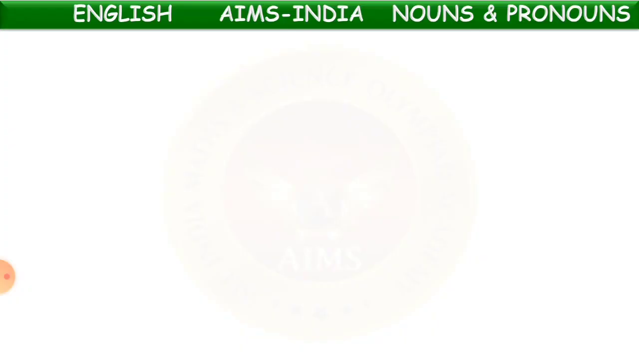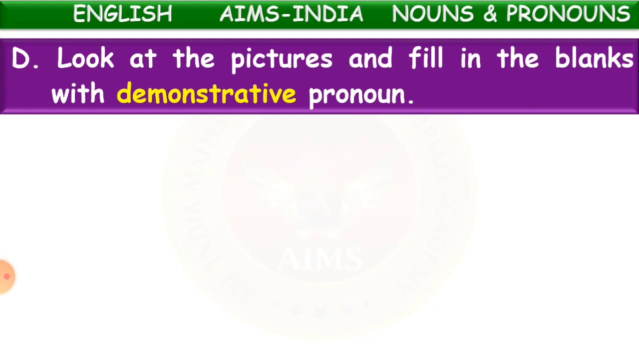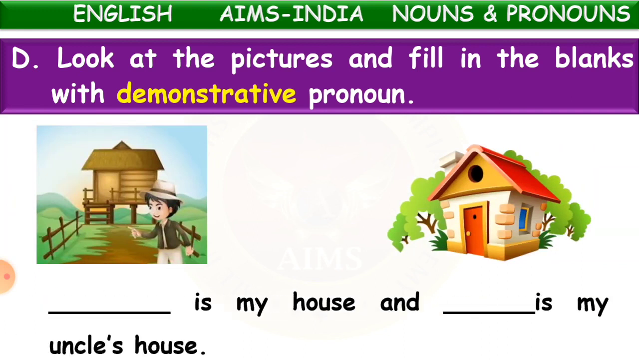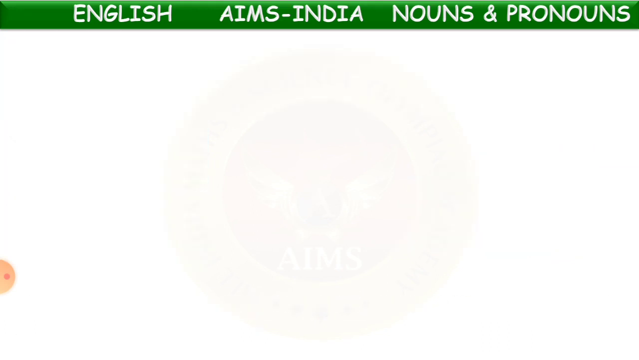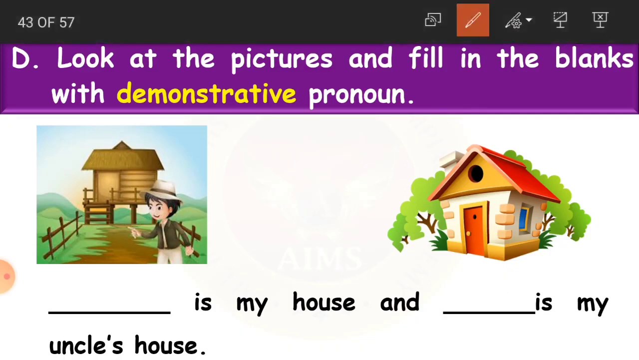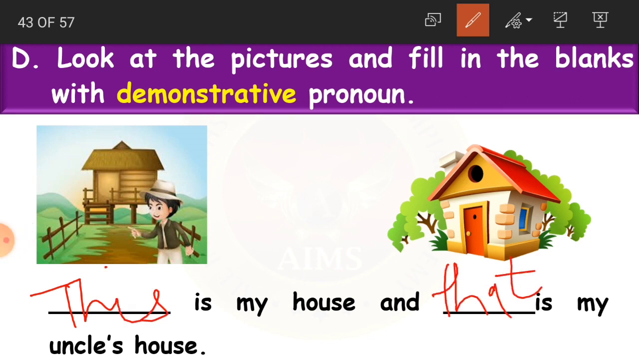Okay, children? Now we are going to look at the pictures and fill in the blanks with demonstrative pronouns. Do you remember what are demonstrative pronouns, children? Demonstrative pronouns are this, that, these, those. So these and those are used for plural form. This and that are used for singular form. Clear? Now here, this is my house. And that is my uncle's house.